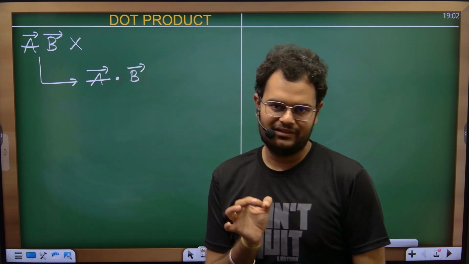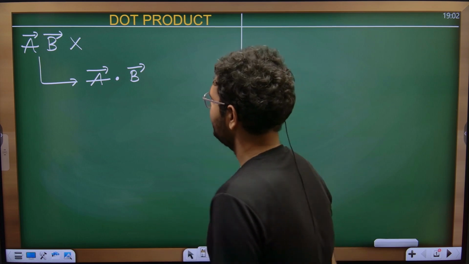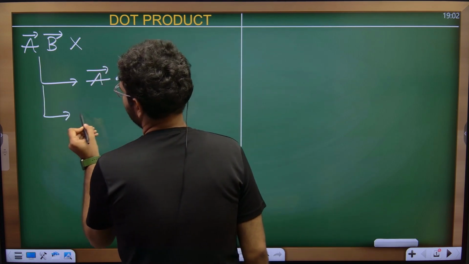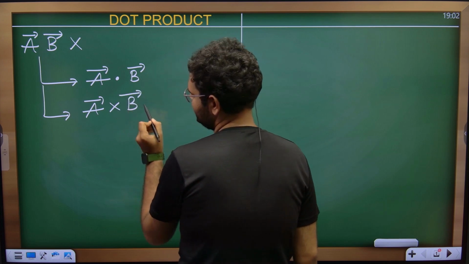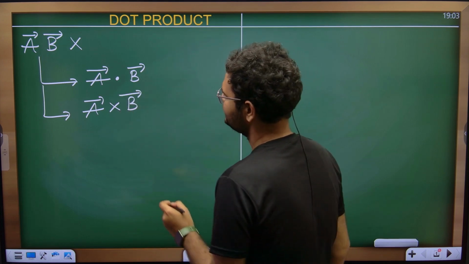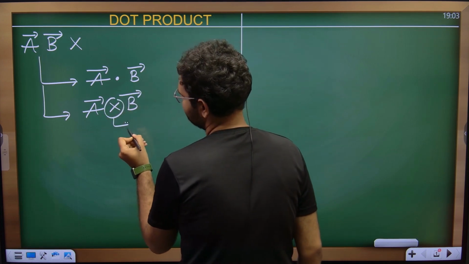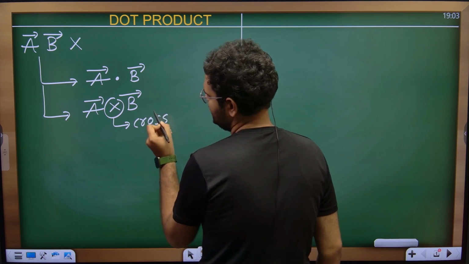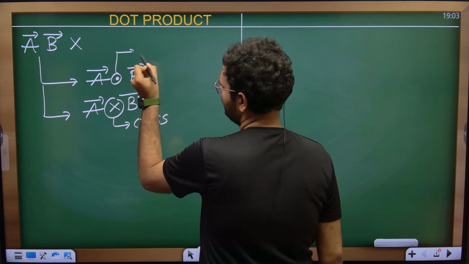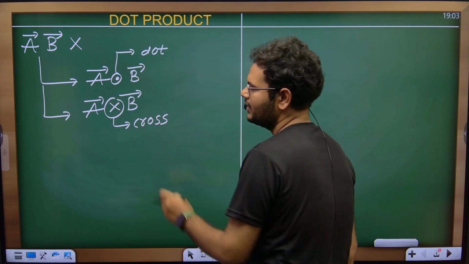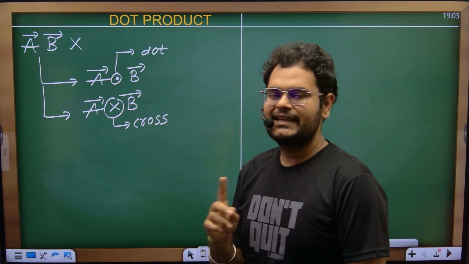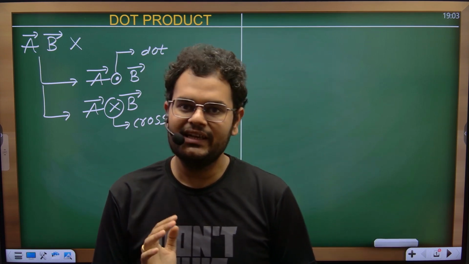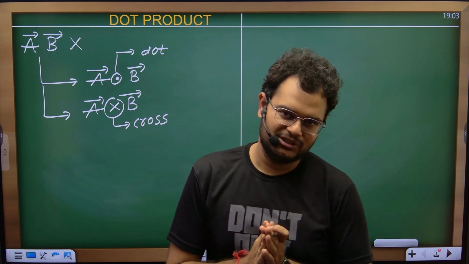Dot is an operator, okay? It is dot product. And another is called cross product. This is not multiplication. This is an operator called cross. So this we read as cross and this is dot. In this lecture, we will discuss the first part. The second part also I have discussed in detail. Link you can find in the description.